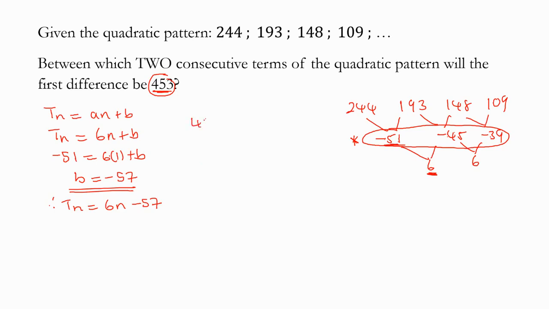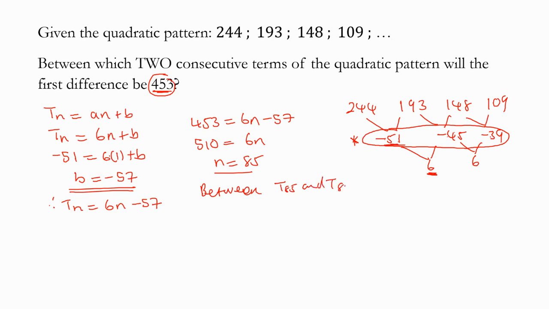453 will be term number what? 453 is equal to 6n minus 57. Then we add 57 on both sides of the equation. 510 is equal to 6n. Then divide by 6 on both sides of the equation, n is equal to 85. So it means 453 is term number 85. Then term number 85 means now this 453 will be between T85 and T86. If you check here, the first term for the linear sequence is between T1 and T2. The second term for the linear sequence is between T2 and T3. The third term for the linear sequence is between T3 and T4. So the 85th term of the linear sequence is going to be between T85 and T86. You see that?